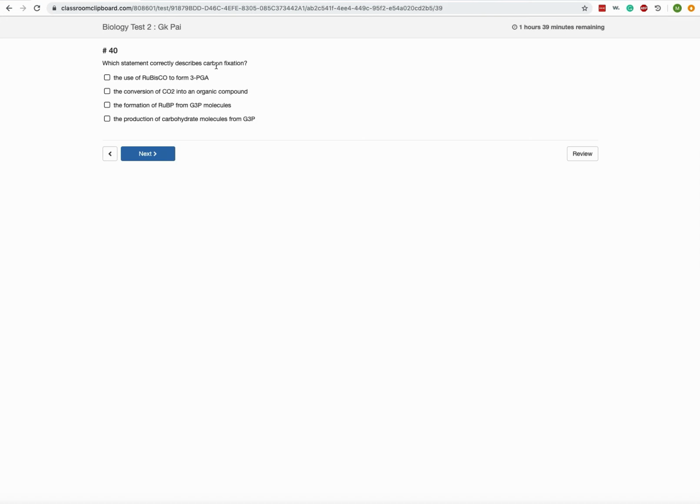Which statement describes carbon fixation? It is the conversion of CO2 into an organic compound. This is what happens in plants. Plants fixate that carbon into themselves.